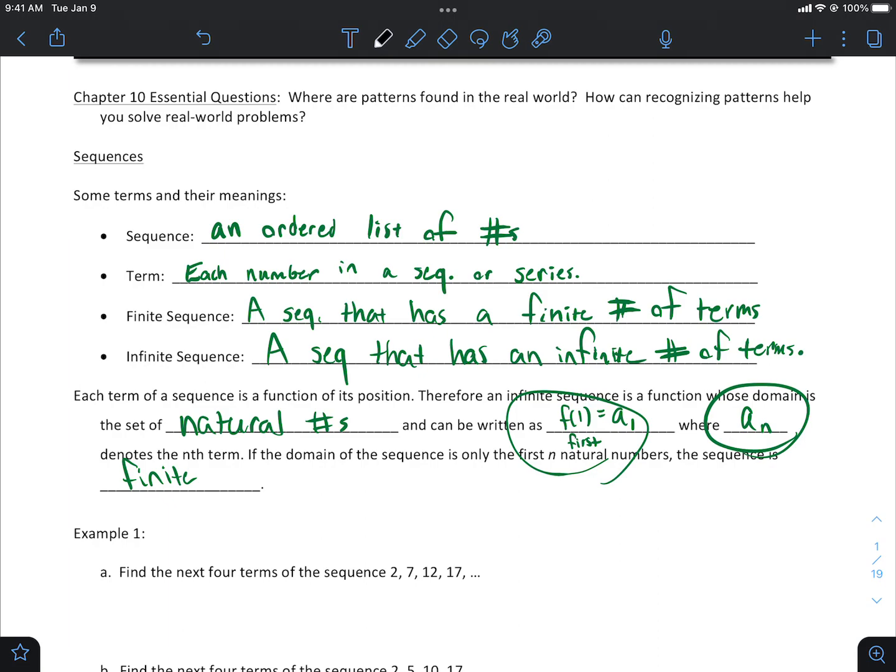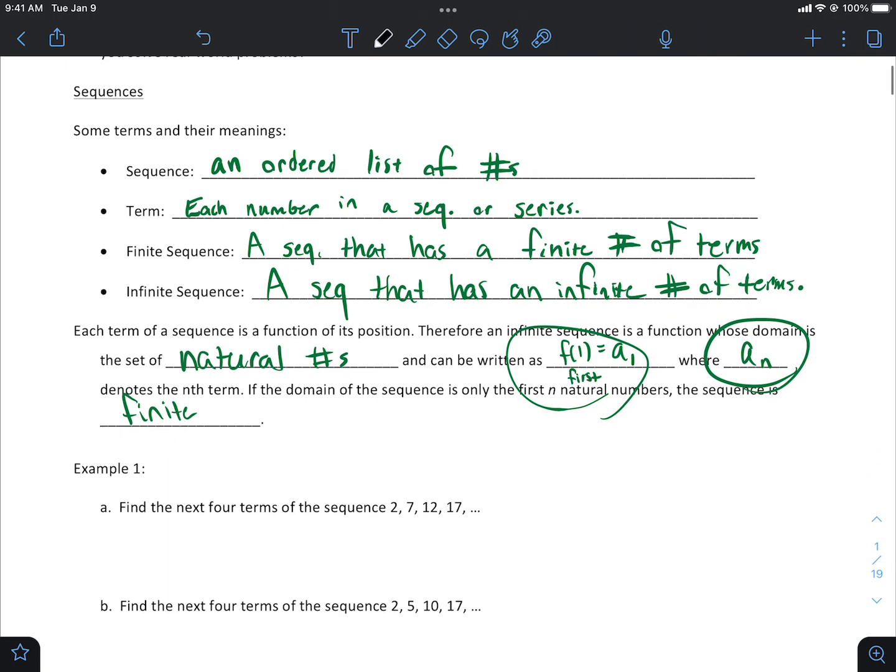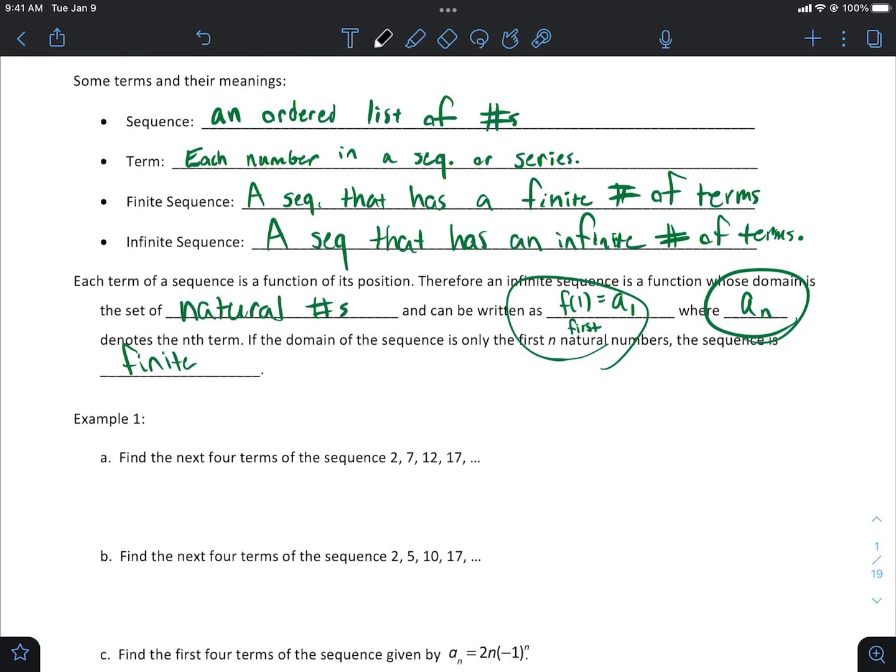And then you're going to have two different categories of sequences that we're going to look at today: finite and infinite sequences. A finite sequence is a sequence that has a finite number of terms. So it doesn't just keep going on forever. We say that it eventually ends. And then an infinite sequence is a sequence that has an infinite number of terms. So that is that right there.